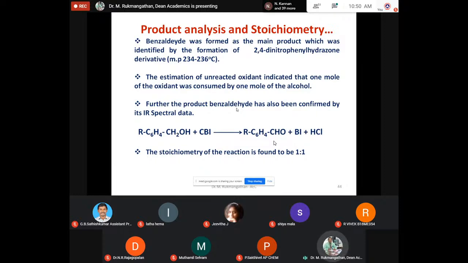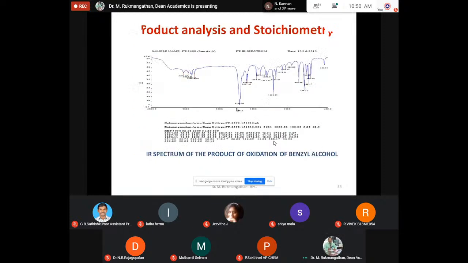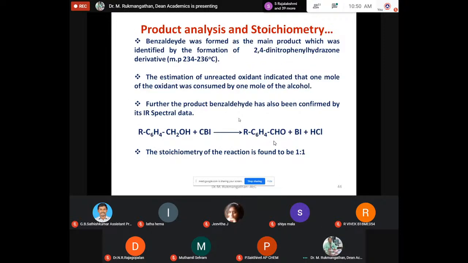Or we can go for studying the IR spectrum. While taking the IR spectrum for the product of oxidation of benzyl alcohol, this is the spectrum that we obtained. Here there is a peak at a frequency of 1700 something, which indicates the presence of an aldehyde group, that is the C=O group, in that compound. Further, the formation of the 2,4-DNP derivative confirms the presence of the CHO group in that compound.